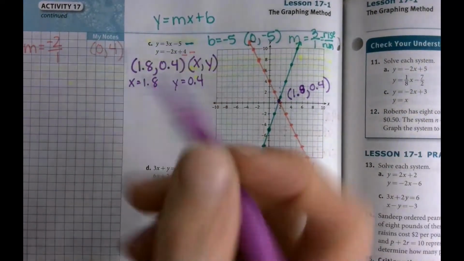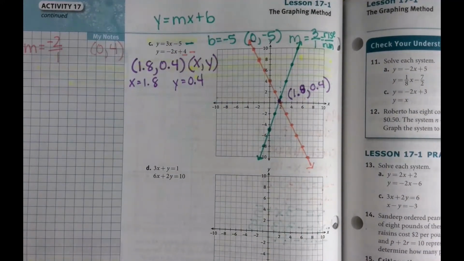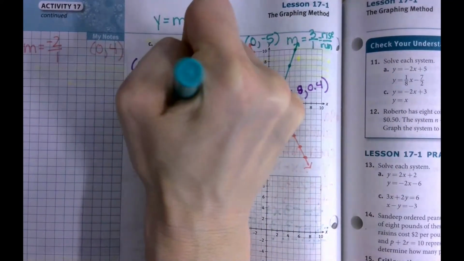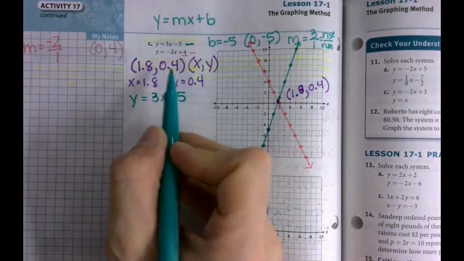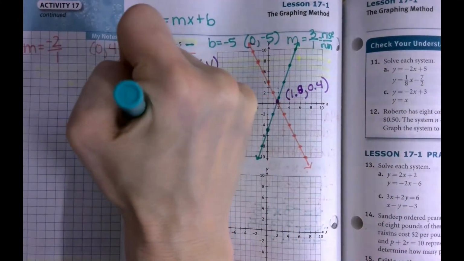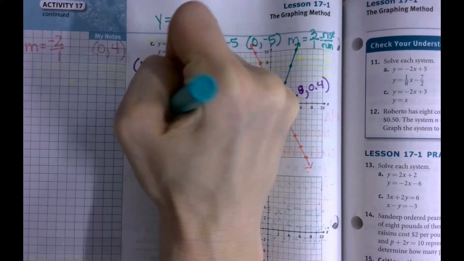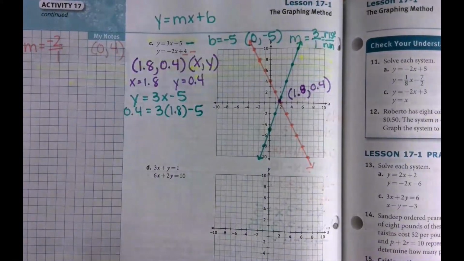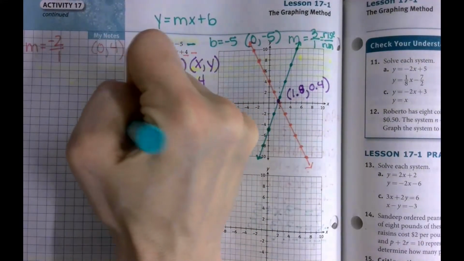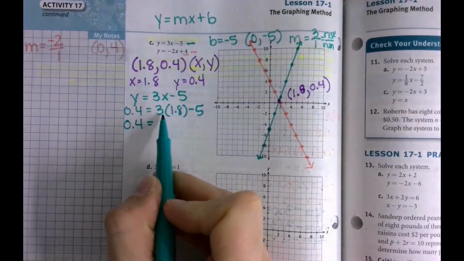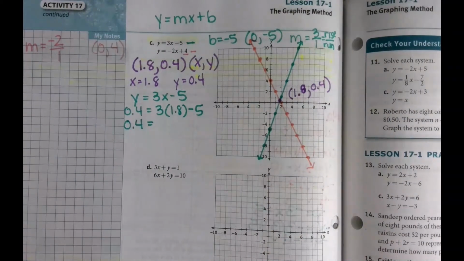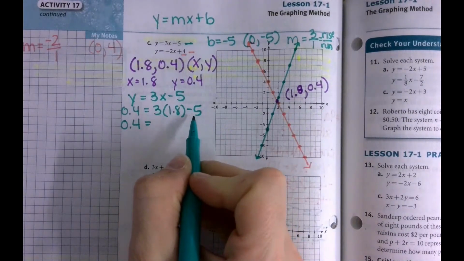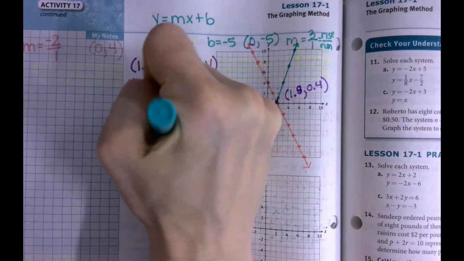So looking at this first equation, let me go back to my colors. y equals 3x minus 5. So I'm going to substitute 0.4 for y, equals 3 times 1.8, which is our x value, minus 5. Then you just solve it. So 0.4 equals 3 times 1.8 is 5.4, and 5.4 minus 5 is 0.4.